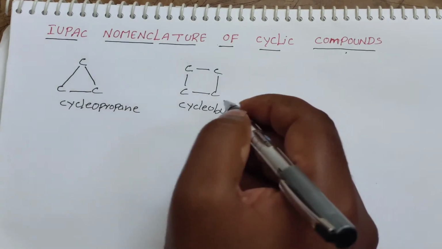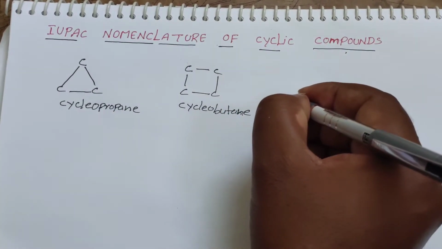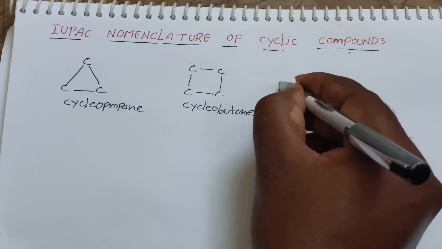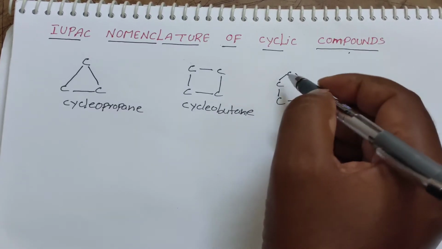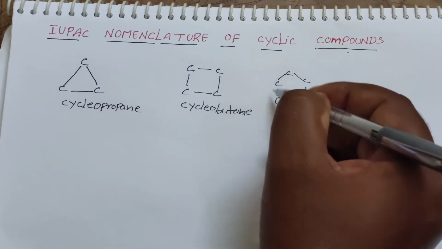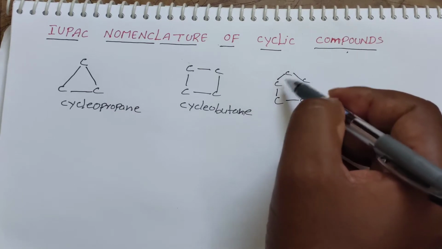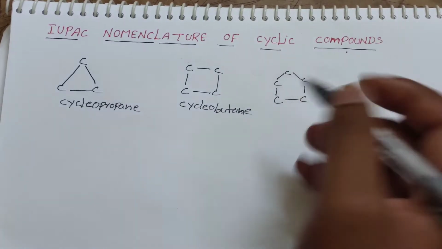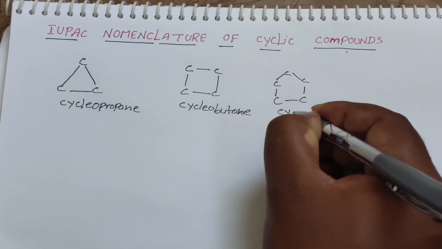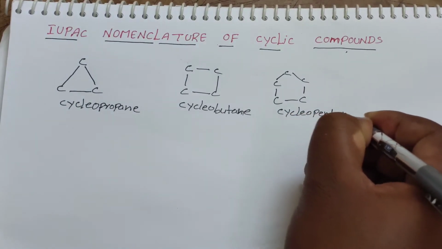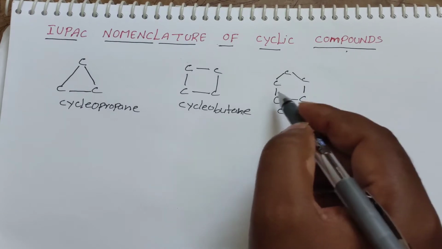And next one, here I am taking 5 carbons, and each and every carbon is connected like a cycle. And how many carbons are there? 1, 2, 3, 4, 5. 5 carbons are present in the given structure. So the name of the compound is cyclopentane. So this time we are using the prefix cyclo.